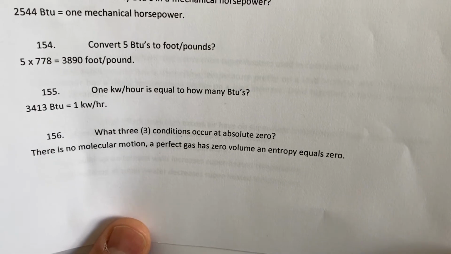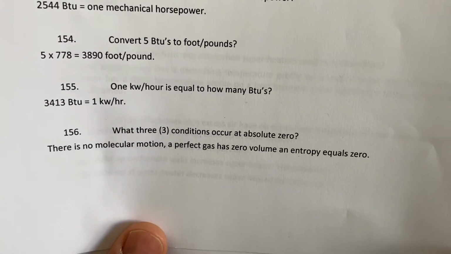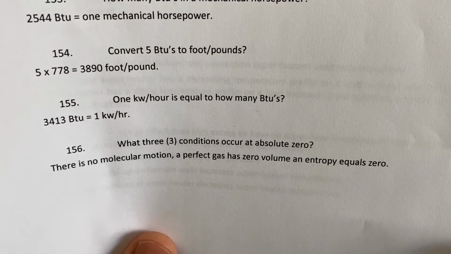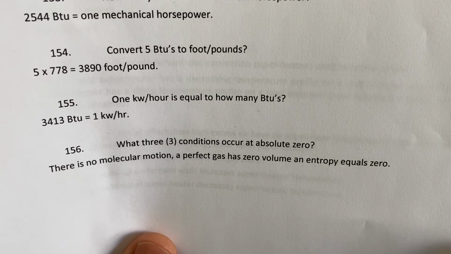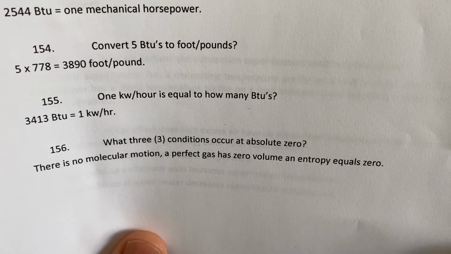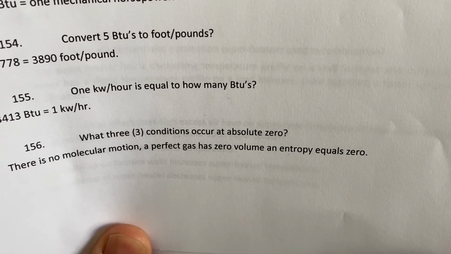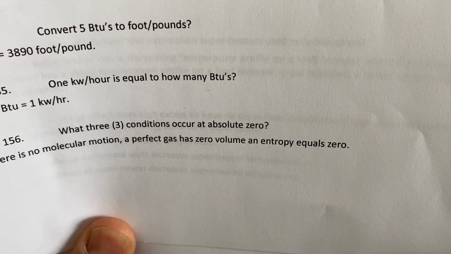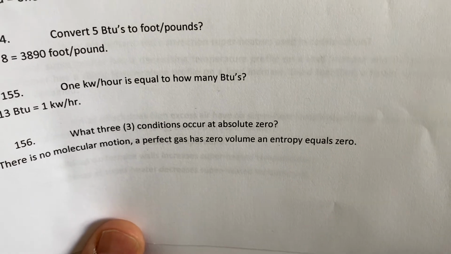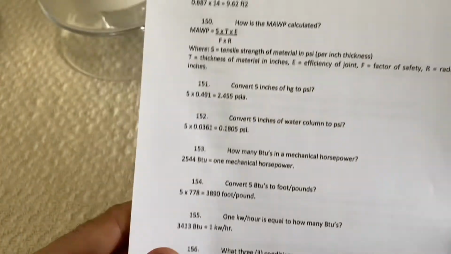And the last question, what 3 conditions occur at absolute zero? So, to have absolute zero, there's no molecular motion, a perfect gas has 0 volume, and entropy is equal to 0. Those are the conditions to have absolute zero.